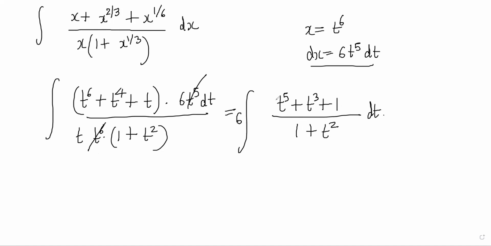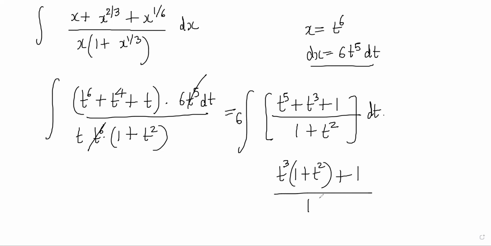So the best way to do this is to take common t^3. It is 1 plus t^2 plus 1. It's over, no? You understand? It's done.